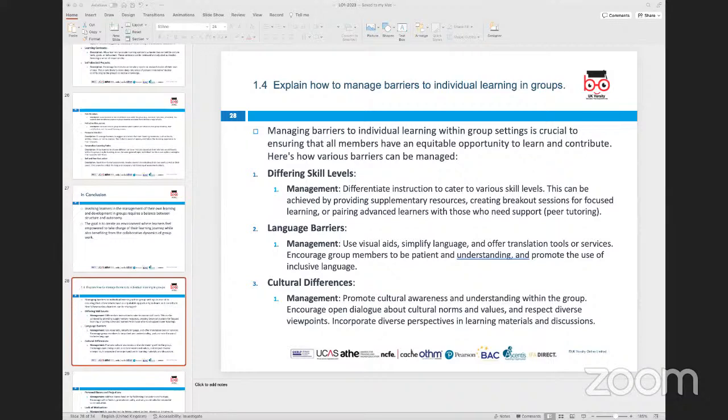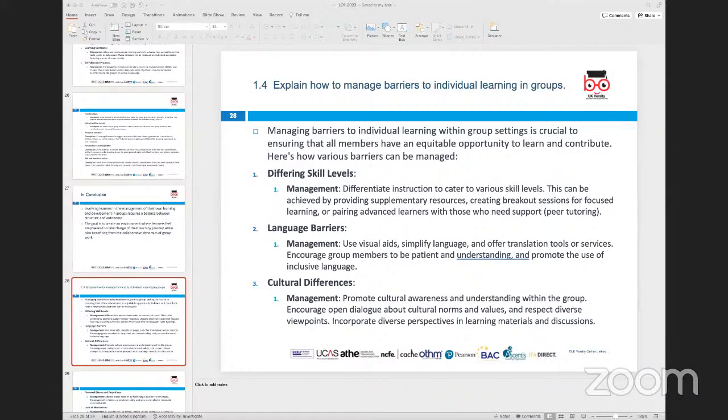So when we talk about managing these barriers, we are going to be looking at, first, what are the barriers to learning? One of the questions that should come to your mind is: what are the barriers to learning in a group?